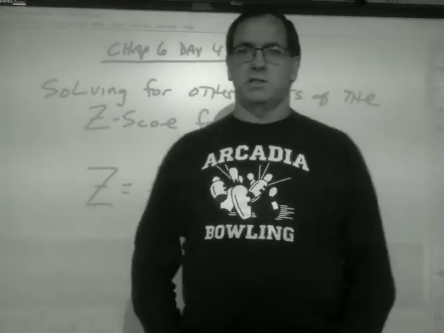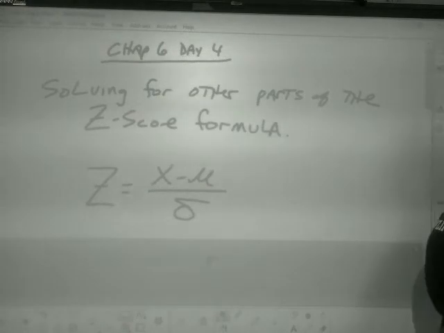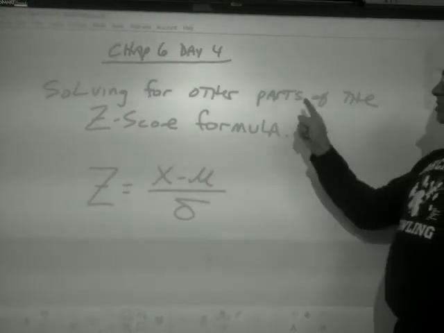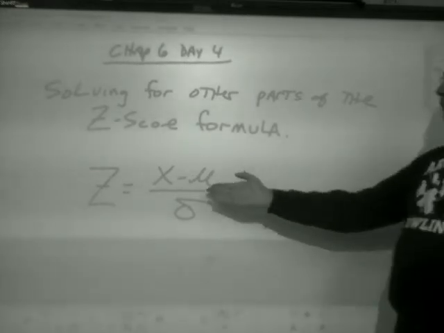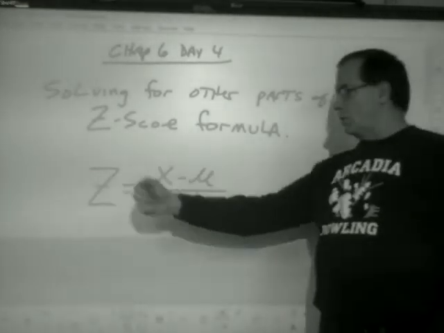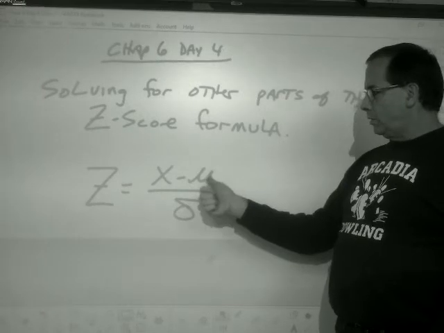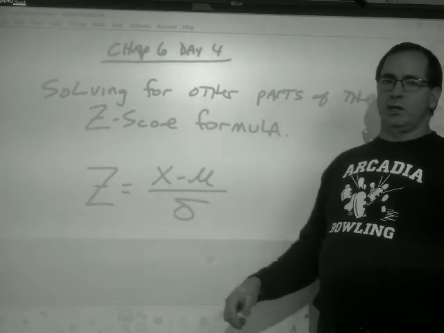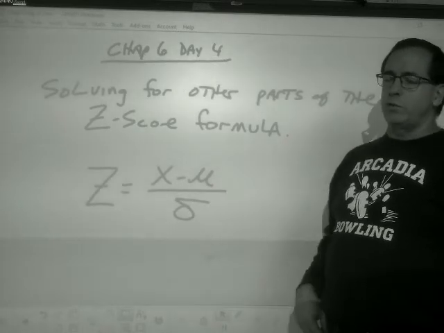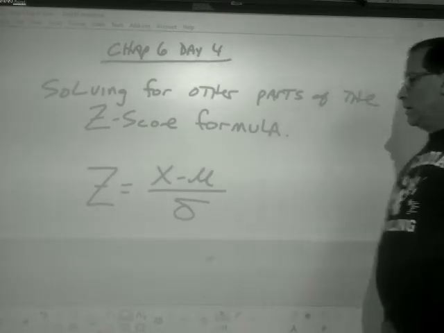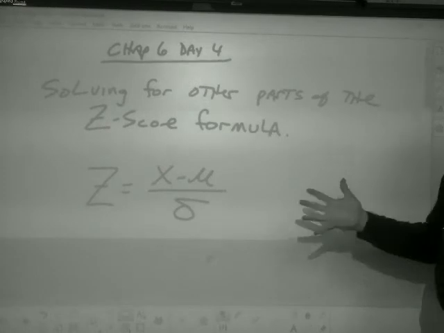Okay, chapter 6, here we are on day 4. What we're going to look at today is how do we solve for other parts of this z-score formula. So the z-score formula is made up of a z-score, some number, the mean, and standard deviation. If we know any 3 out of those 4 parts, we can solve for the other parts of the formula. So let me just show you through an example.